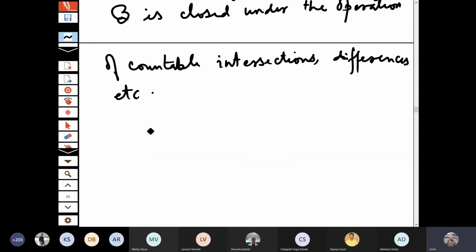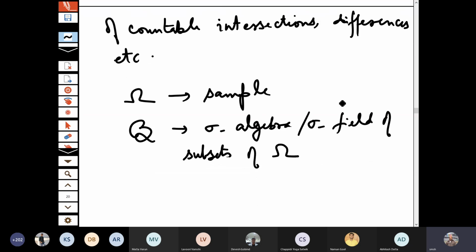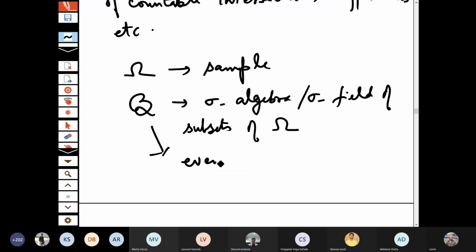So we have omega, that is the sample space, and we have B, which is a sigma algebra or sigma field of subsets of omega. This is called then the event space. We will call this omega and B a probability space if it satisfies certain properties.